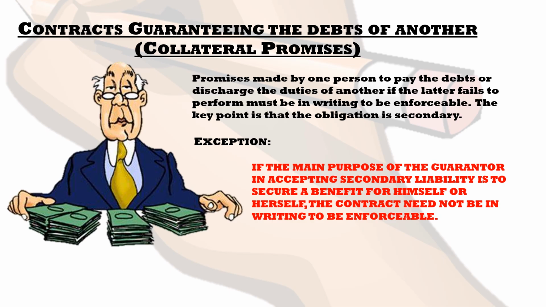I go to the bank with you, and I tell the banker that if you don't pay this loan, I will. In this case, because you're only taking on this debt to benefit me, I can enter this collateral promise orally because I benefit directly from it.